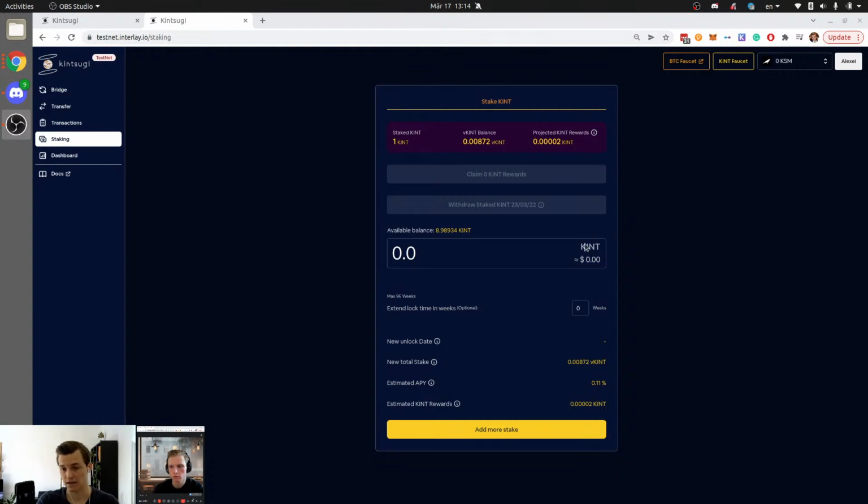Now what can I do now? What I can do now is I can extend my staking duration. We can see here the date until which I have currently staked my KINT. For me it is the 23rd of March. Now what I can do now is I can do 2 things. I can either extend the lock simply by adding, let's say, another 2 weeks and not adding any KINT in addition.